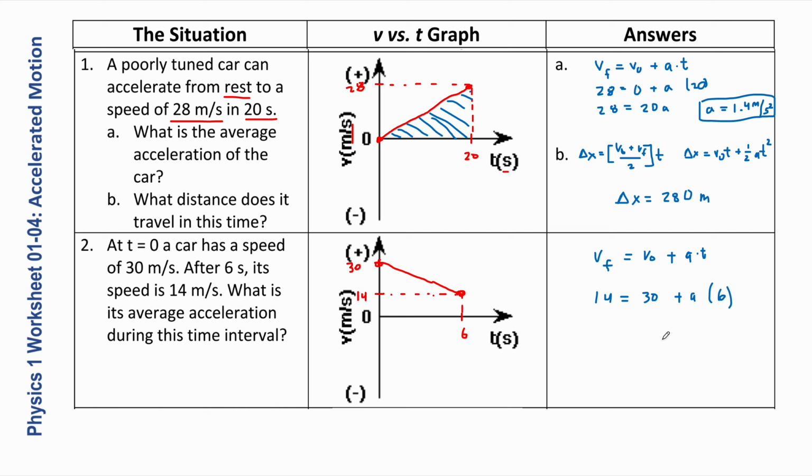Solving this one, I'm going to subtract 30 from both sides, which gives me negative 16 is equal to 6a. How do we solve for a? I'm going to divide both sides by 6. And grabbing my calculator, 16 divided by 6 is about 2.67 meters per second squared. Again, remember the units for acceleration, meters over second squared.